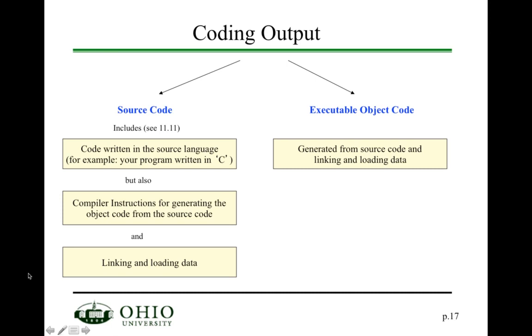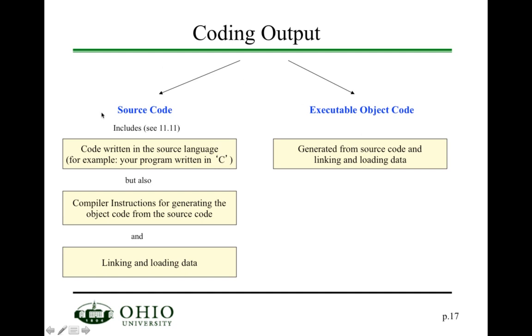So now we have the software architecture and the low-level requirements. We can start driving the source code. And this includes, of course, the code written in the source language, for example, your program or your modules written in C. But it also includes the compiler instruction that you use to generate object code from the source code, and of course everything you need to link and load the data. Okay? So the executable object code is generated from the source code and the linking and loading data.